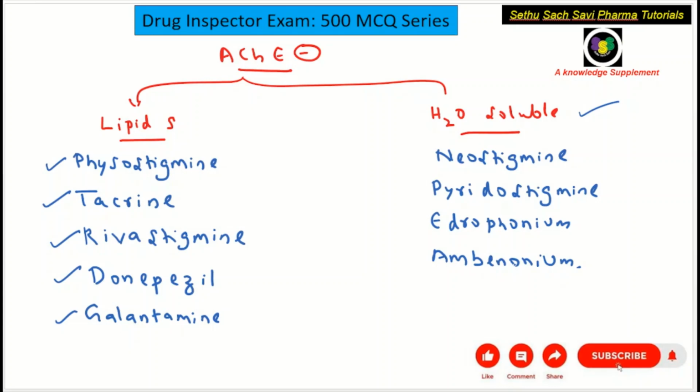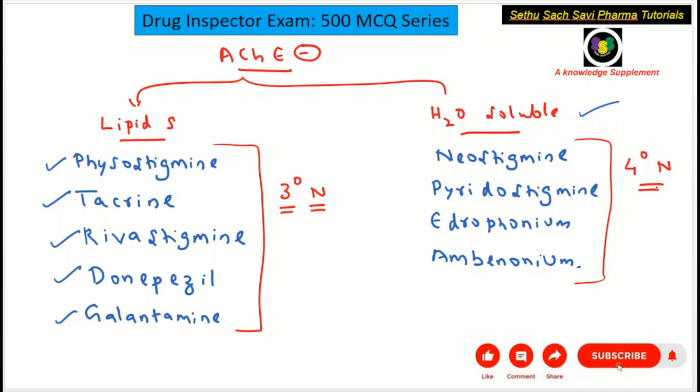Now why are physostigmine and tacrine lipid soluble? Because the nitrogen atom present is a tertiary nitrogen, so that it is lipid soluble and they can cross the membrane. Whereas in the case of neostigmine, pyridostigmine and ambenonium, the nitrogen atom is a quaternary nitrogen. Okay, so these two points also you please remember.